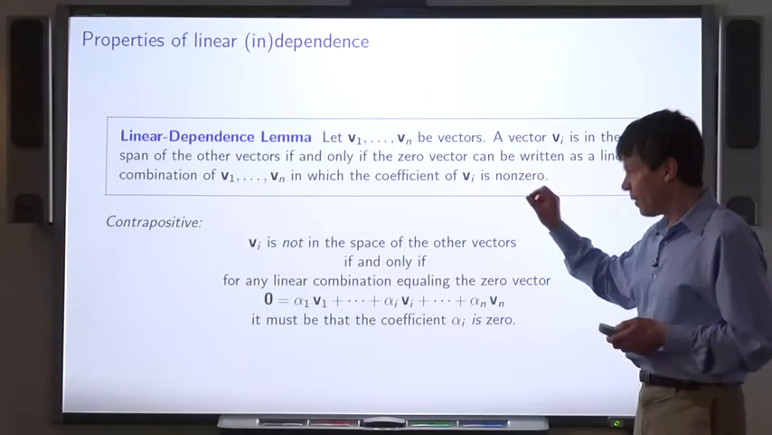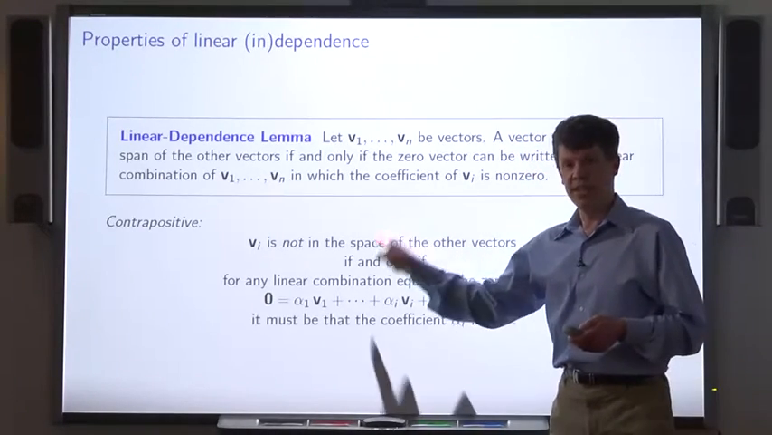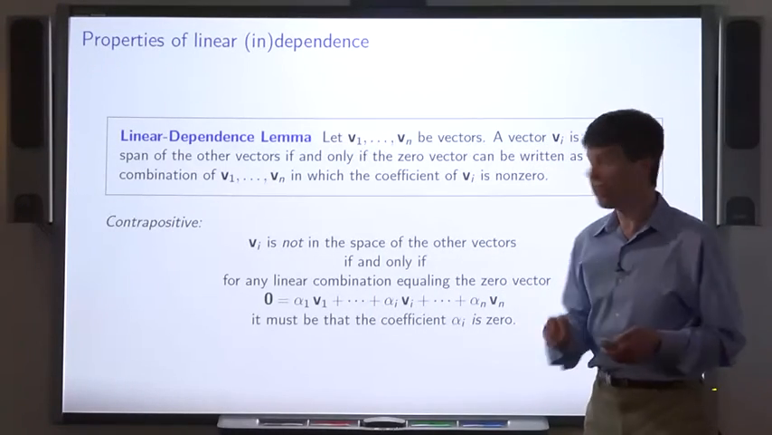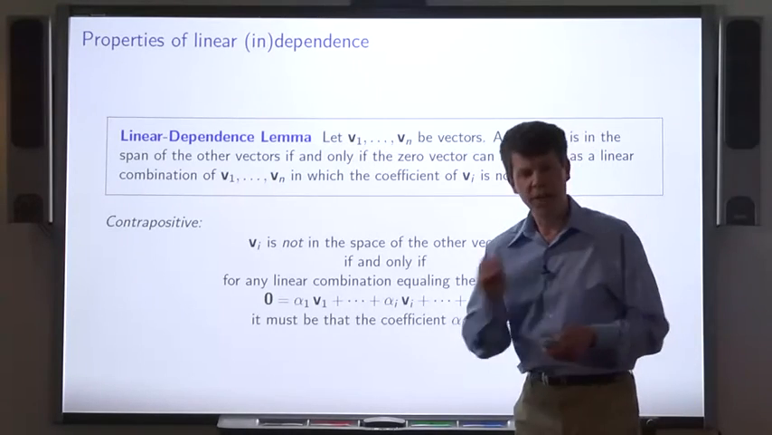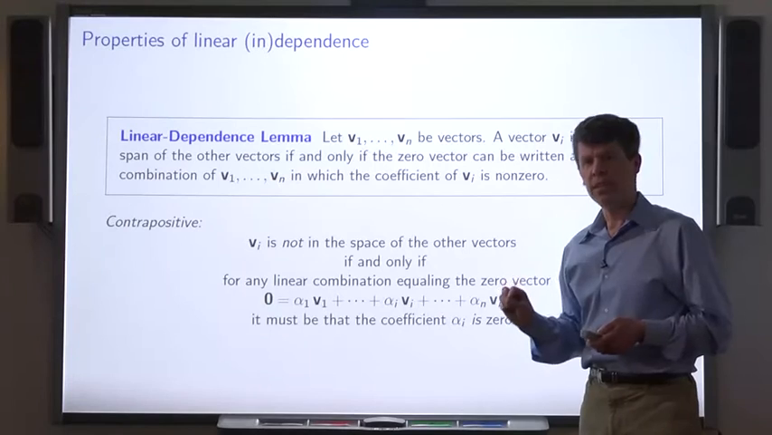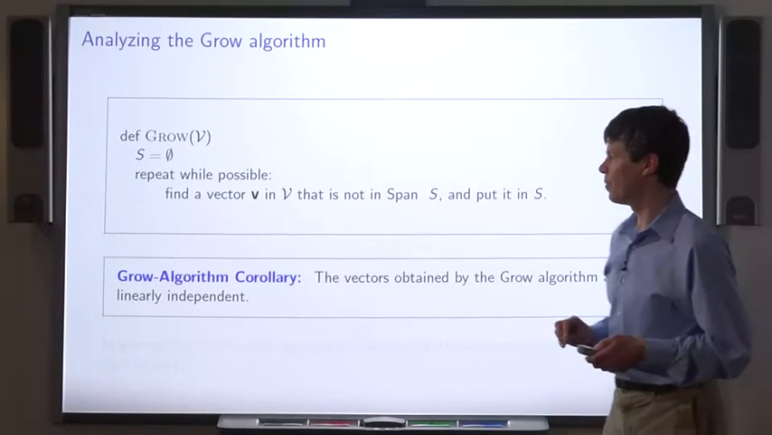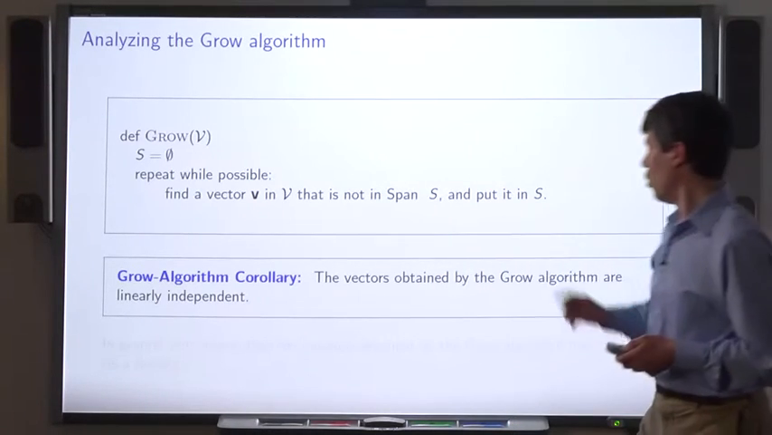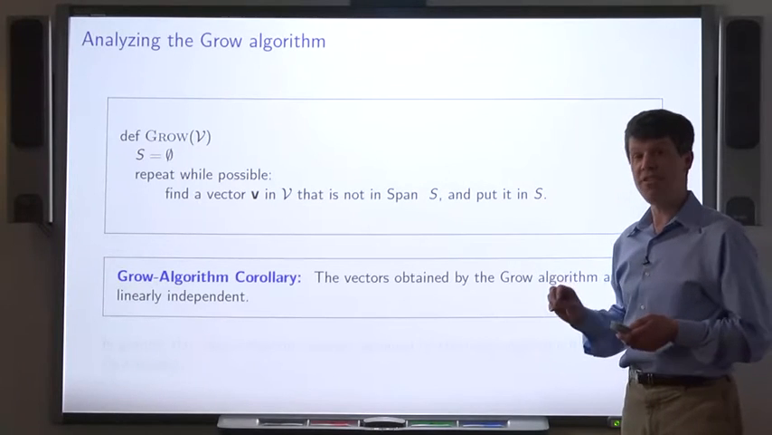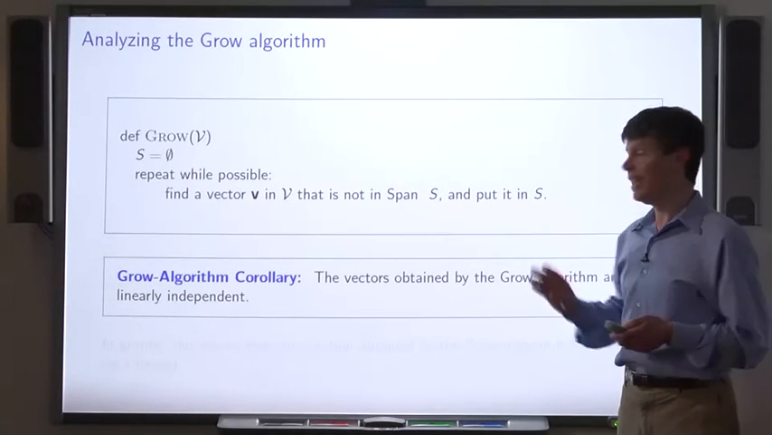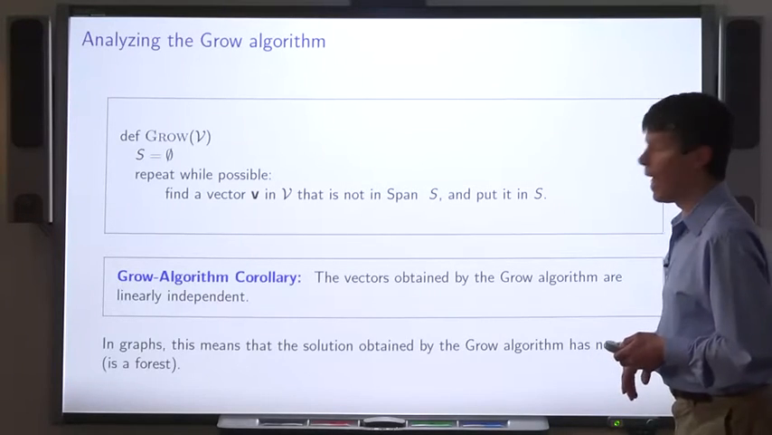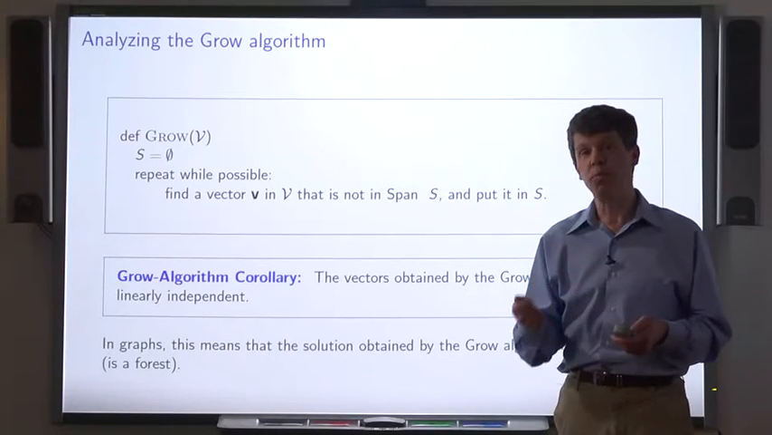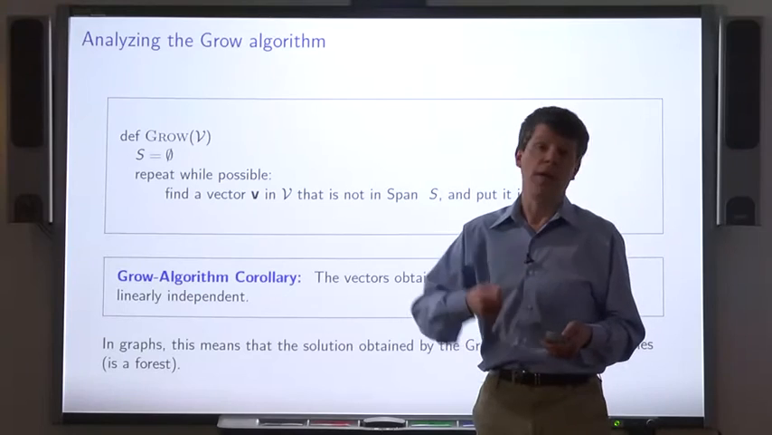We can restate this in the contrapositive. This is an equivalent statement. Vi is not in the span of the other vectors if and only if, for every linear combination equaling 0, the coefficient of vi must be 0. We'll use this to argue about the Grow algorithm. We'll show that the vectors obtained by the Grow algorithm are linearly independent. In graphs, that means that when you run the Grow algorithm, you'll end up with a forest, a set of edges that contain no cycle.